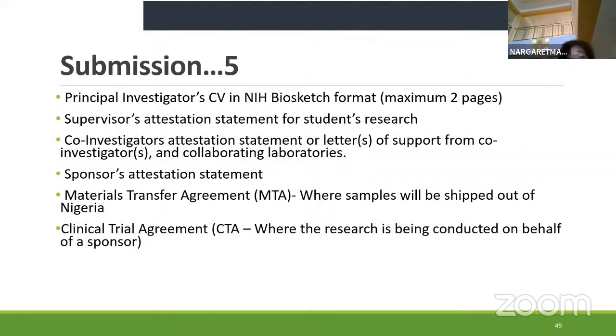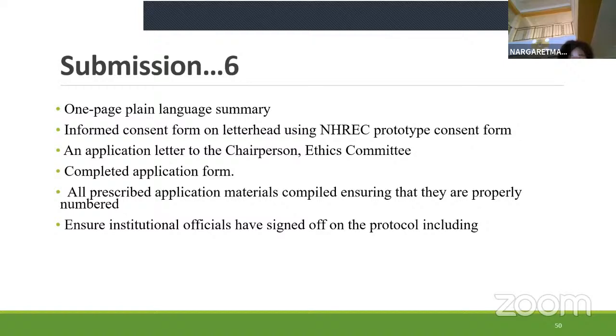So these are the continuum of the items that you have to accompany your submission.